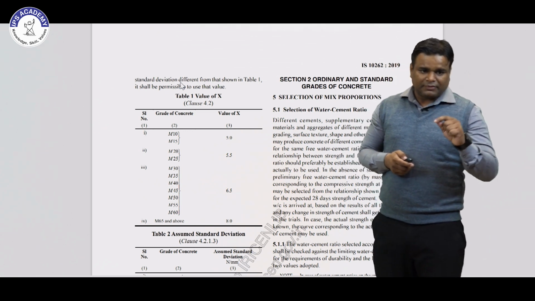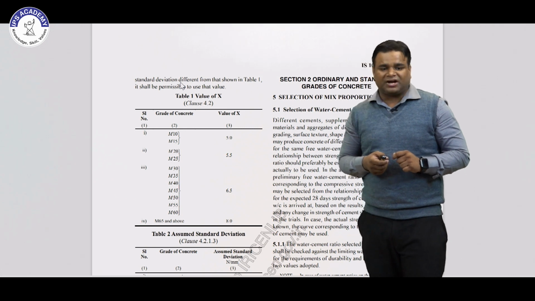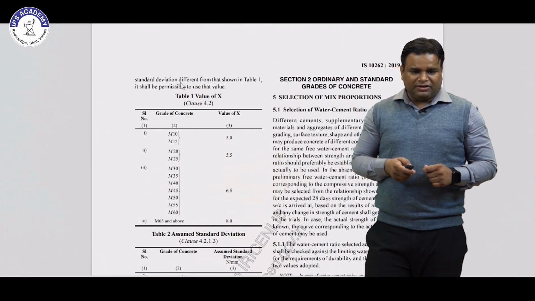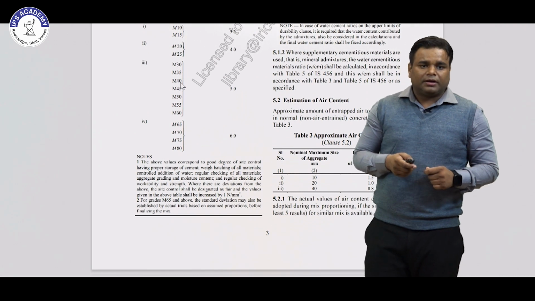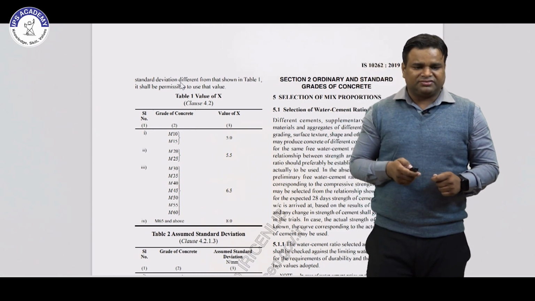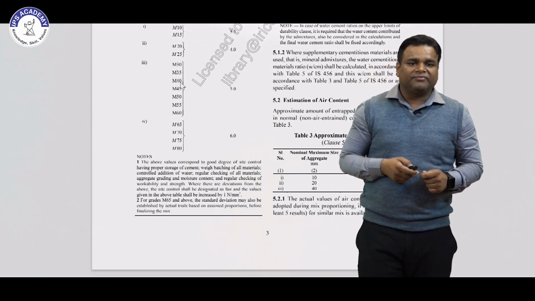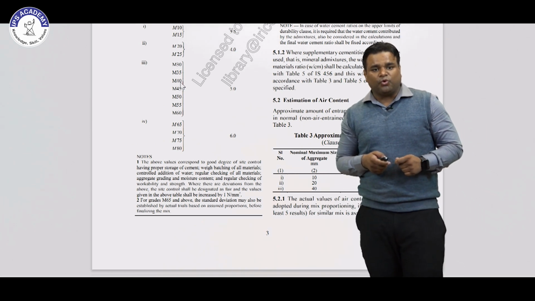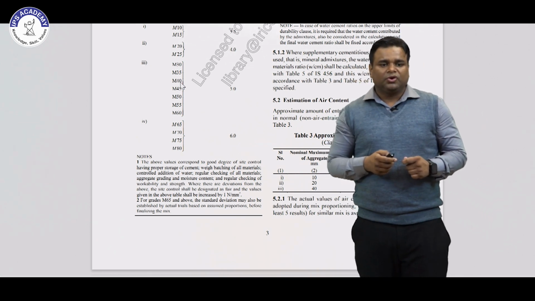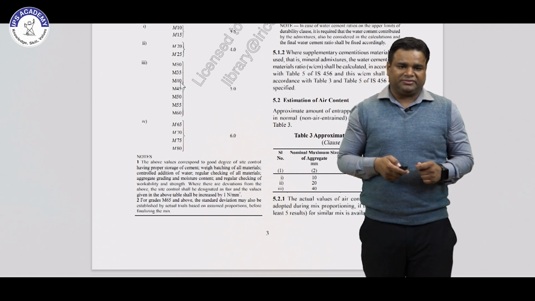Basically M10 and M15 is ordinary concrete, then standard concrete, then M30 to M60 is high strength concrete, and above M60 is also high strength concrete. This is the assumed standard deviation for the characteristic compressive strength. When you are calculating the target mean strength, these are some assumed standard deviations for the different types of mix. For M10 to M15 it is 3.5, M20 to M25 is 4, M30 to M60 is 5, and M65 to M80 is 6. So these are some standard deviation values to calculate the target mean strength.